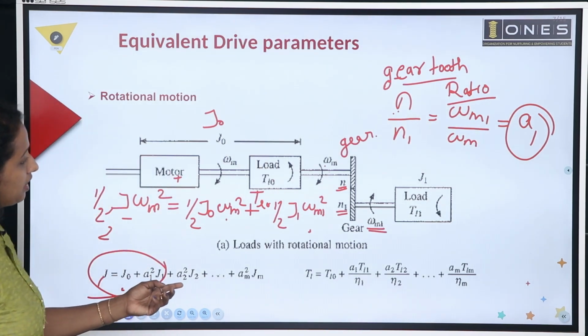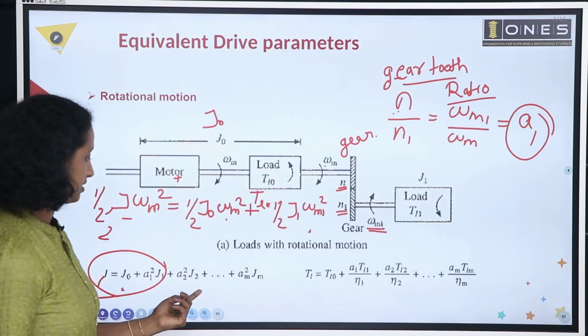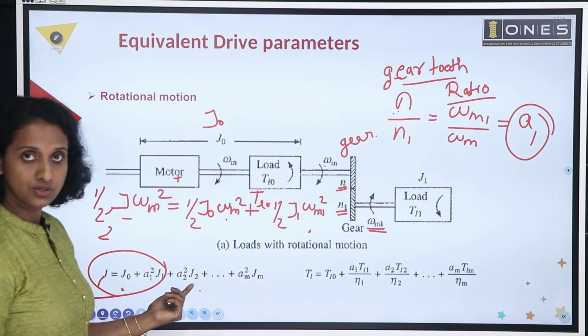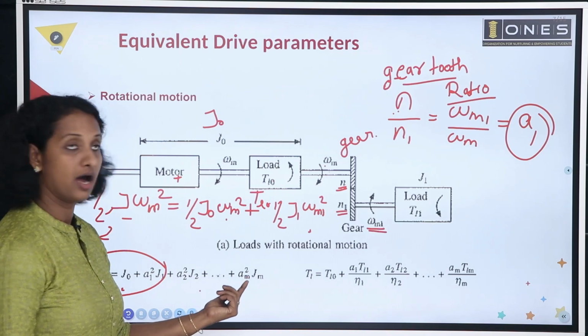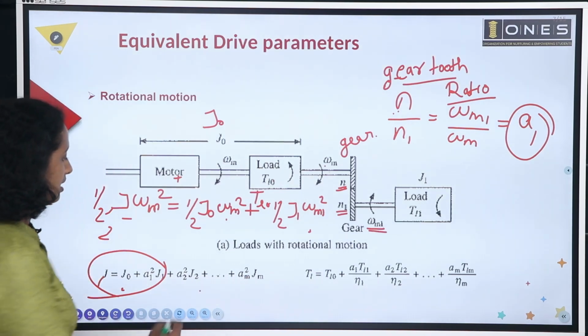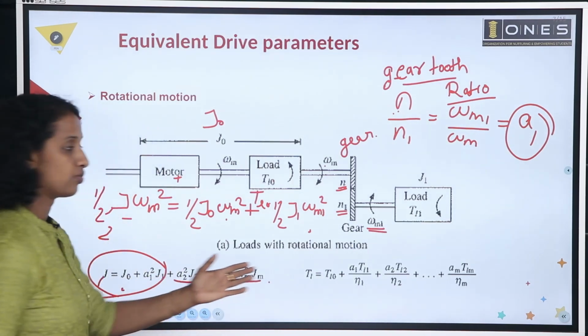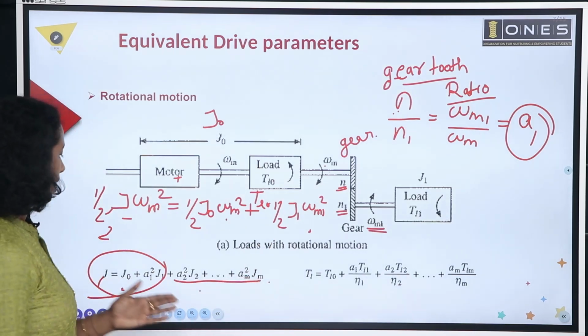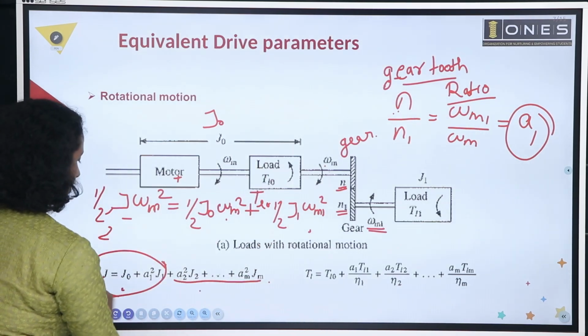If more than one load is connected, with gear tooth ratios A2, A3 up to AM, the equation will extend like this. We can extend the equation like this. In this case, that is all that comes. Okay.